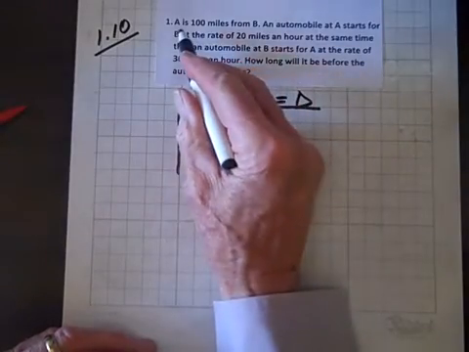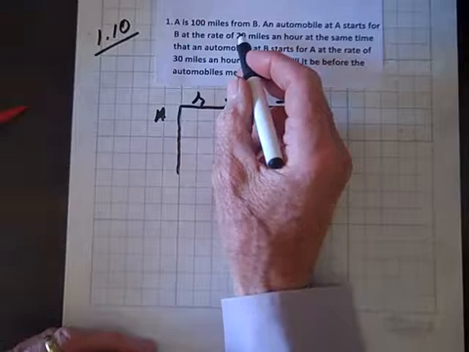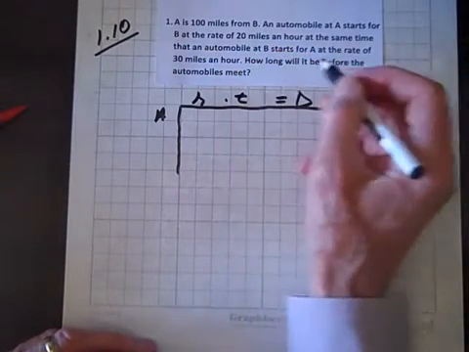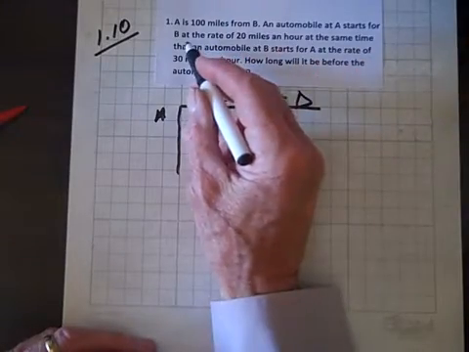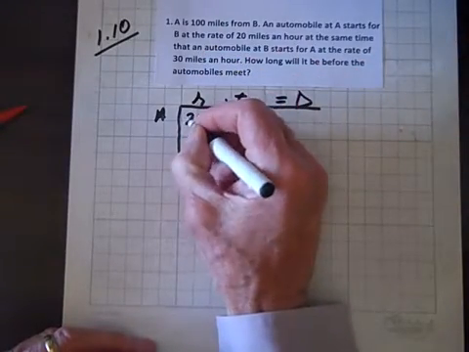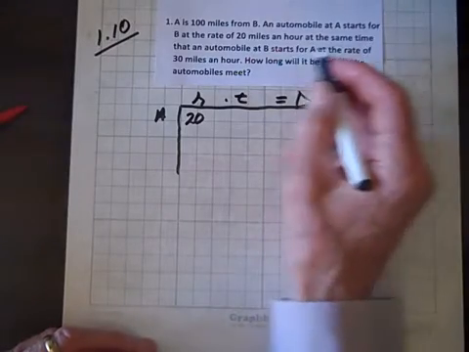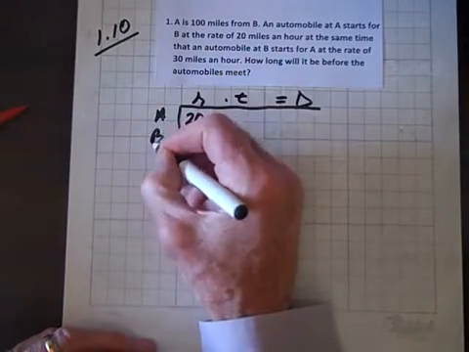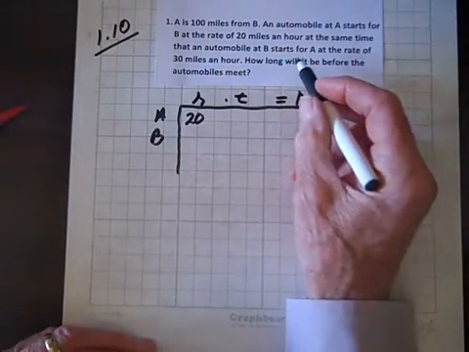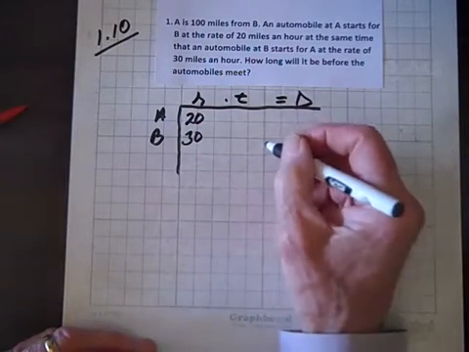And so A is 100 miles from B. An automobile at A starts for B at the rate of 20 miles an hour. At the same time, that automobile at B starts for A at the rate of 30 miles an hour.